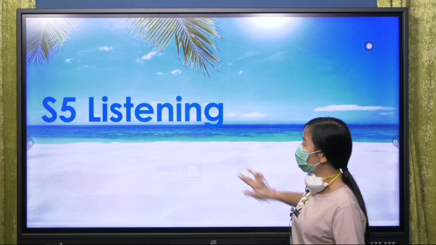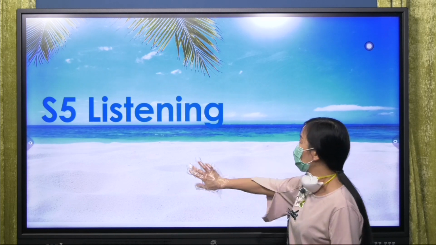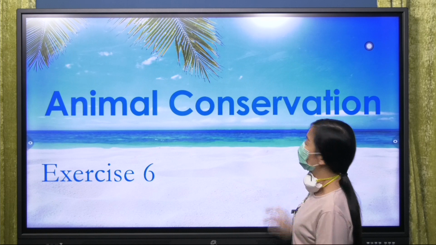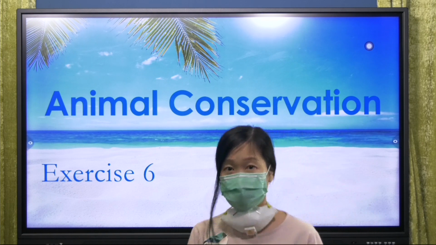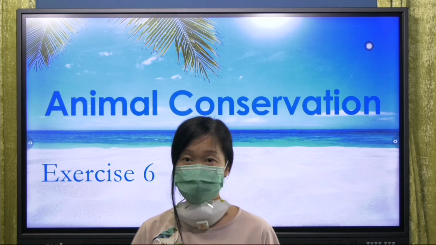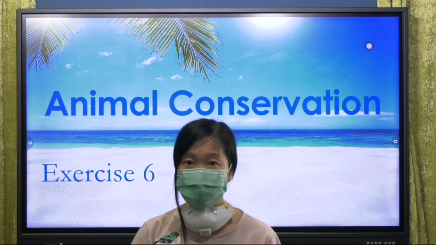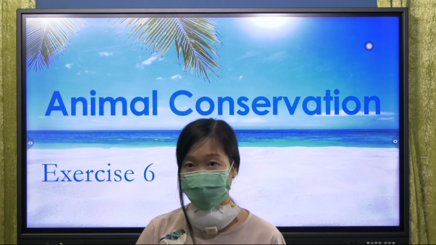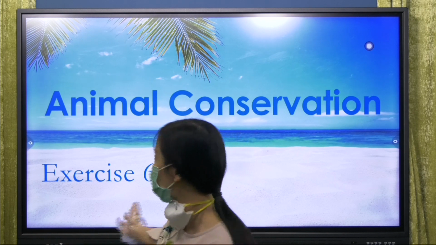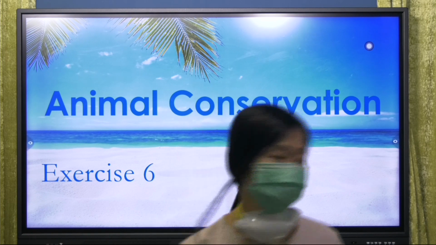And so we will go on with the topic, animal conservation. Animal conservation is a very big topic in Form 5. And what we will be working on is exercise 6 and also exercise 7. So shall we go now?